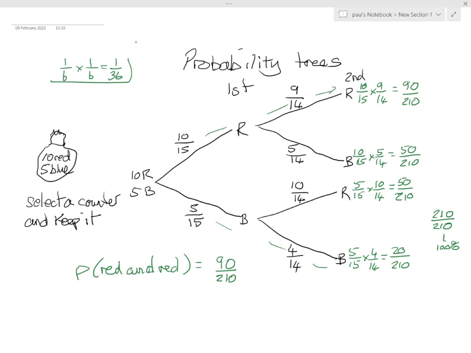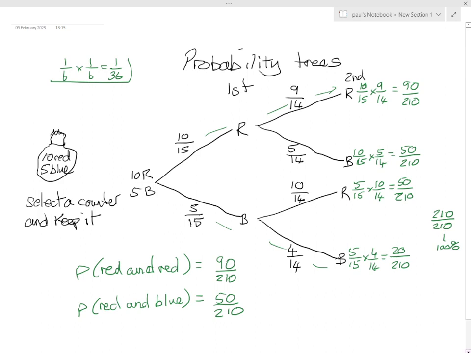And if you want to simplify that fraction, be my guest. You don't have to unless they tell you to. And the probability of a red followed by a blue in any order is going to be the same. It's 50 over 210.